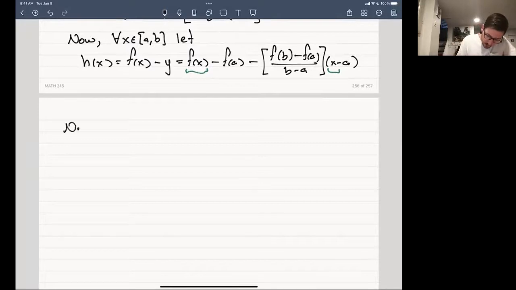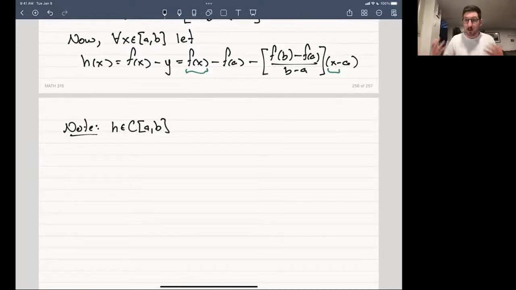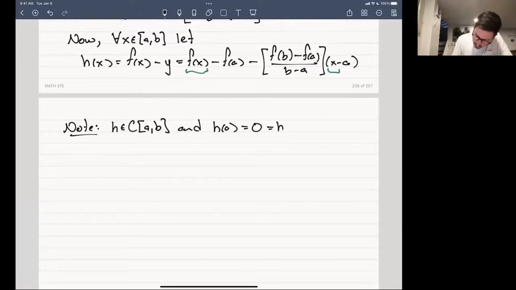First note that h is a continuous function on [a, b]. This comes from the fact that f is continuous and a line is a polynomial, and therefore also continuous. If you subtract 2 continuous functions, it's still continuous. We did all this work, we might as well use it. And h of a is equal to 0, which is equal to h of b. That's just by design. Again, h is measuring the difference from the line to the function, and these align at the endpoints by the definition of the line.